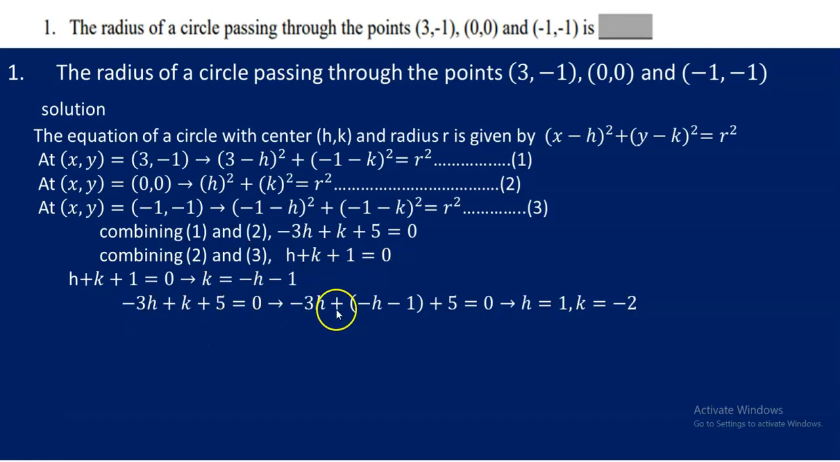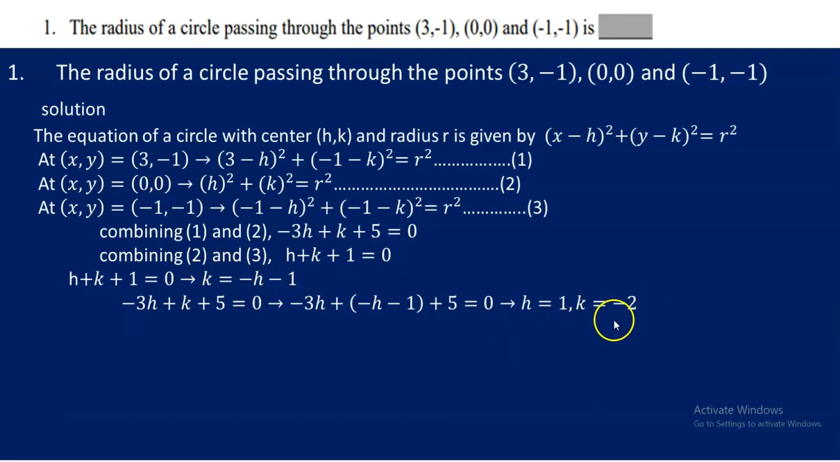So you do have -3h plus, in place of k, I'm using -h minus 1 plus 5. So everything is written in terms of h. Substitution technique is used, nothing else. So minus 3h minus h makes minus 4h, and here we do have positive 4, so h is going to be 1. If you know what h is, it is simple to determine k, because k is minus h minus 1, so minus 1 makes minus 2.